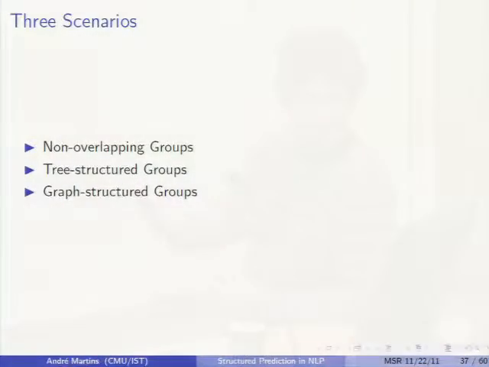Are there cases where you want the groups to overlap? Yeah, and I'm going to talk about that. That's a good point. Right, so there are three scenarios that we are going to consider. The first one is non-overlapping groups. Then we are going to talk about tree-structured groups. And finally, the general case of graph-structured groups. We're going to start first with the non-overlapping case, which is the simplest.